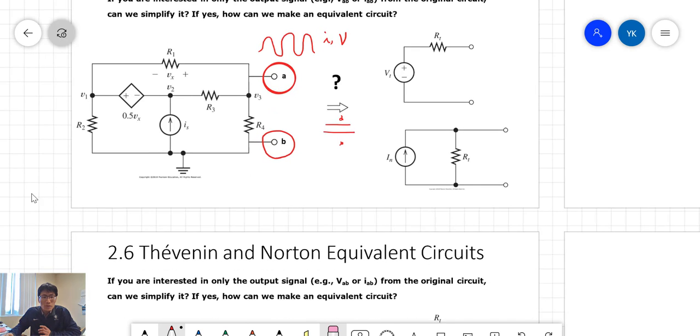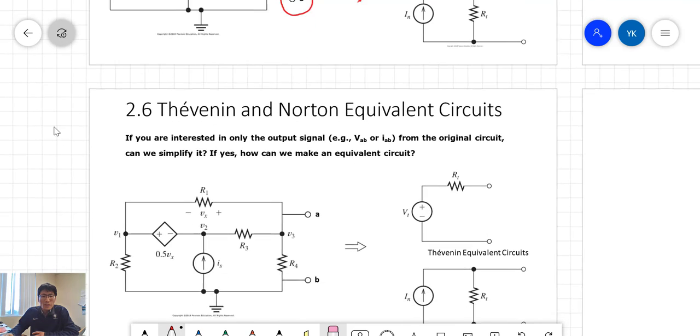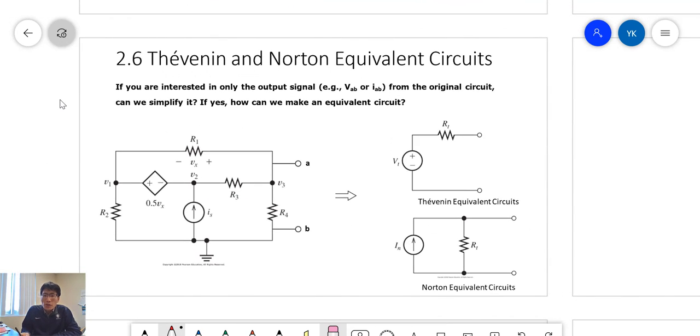So we can replace this original circuit with an equivalent circuit, Norton or Thevenin equivalent. Here, one voltage source and one resistance connected in series, this circuit we call the Thevenin equivalent circuit. If a current source is connected with a resistance in parallel, that circuit is the Norton equivalent circuit. So now look at this. Either we can create a Thevenin equivalent circuit or a Norton equivalent circuit.